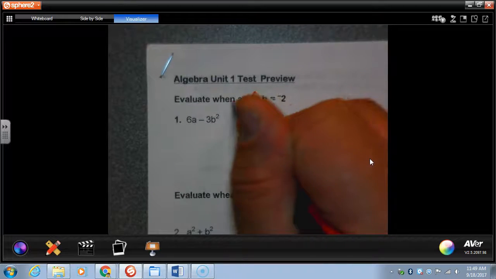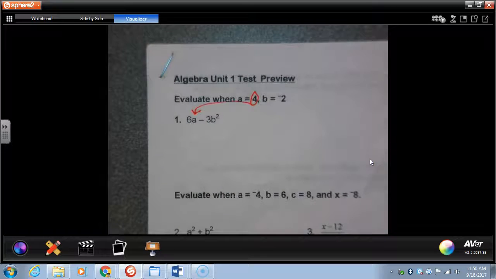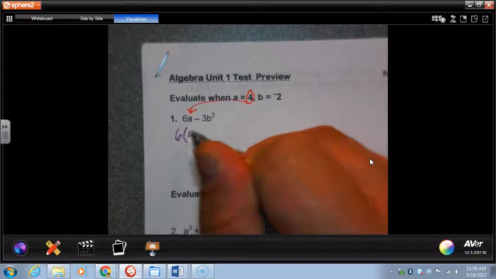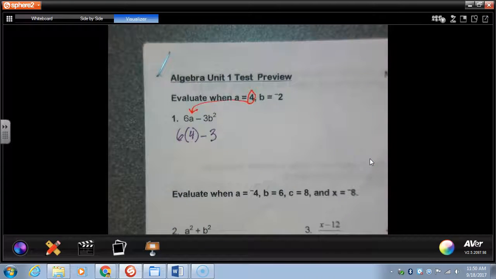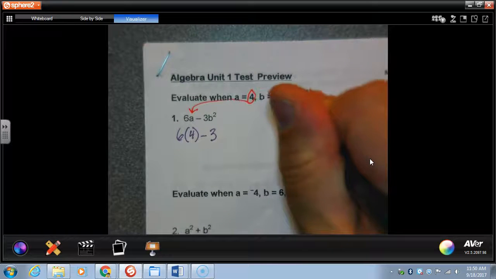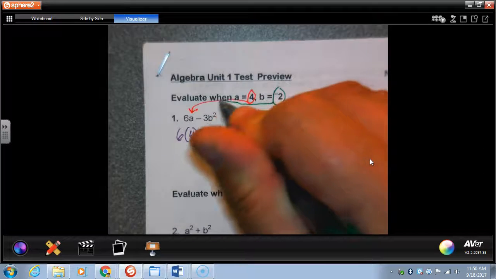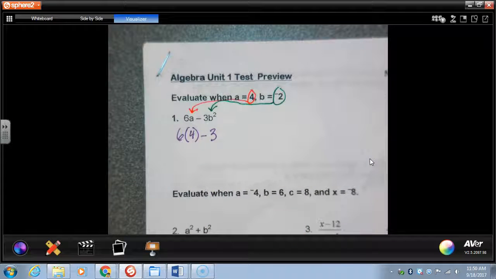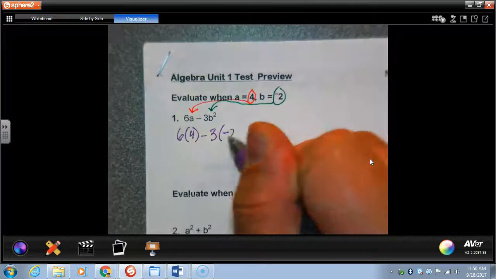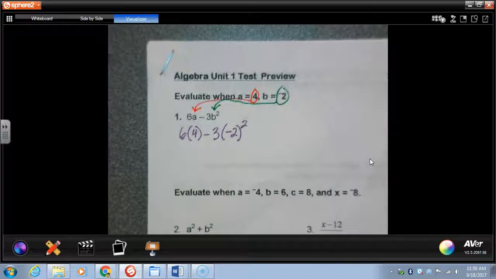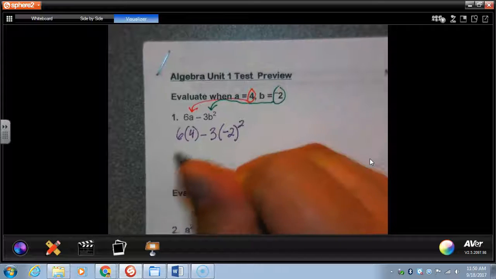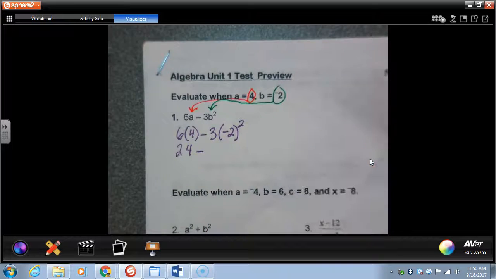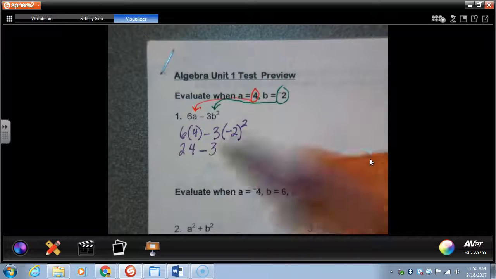So I have 6 times 4 minus 3. Now my B is negative 2. So I'm going to substitute in the value negative 2 for my B. Always put parentheses around negative numbers. Otherwise, you will get the wrong answer, and I'll prove it to you. 24 minus 3. Now, we're following PEMDAS.